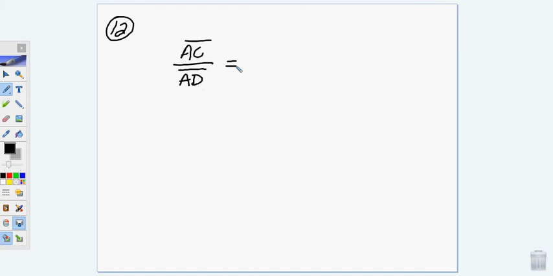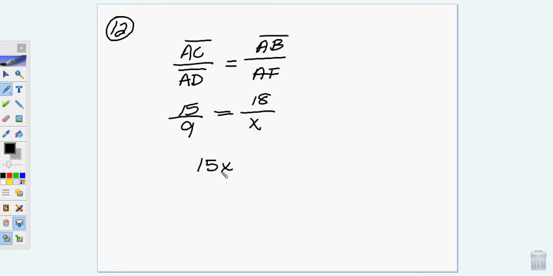Which means that also AB is proportional to AF. I do have number values for these, right? I know that AC is 15 because I can add 9 and 6. And I know that AD is 9. I know that the whole of AB is 18. And AF is x. End up with 15x.